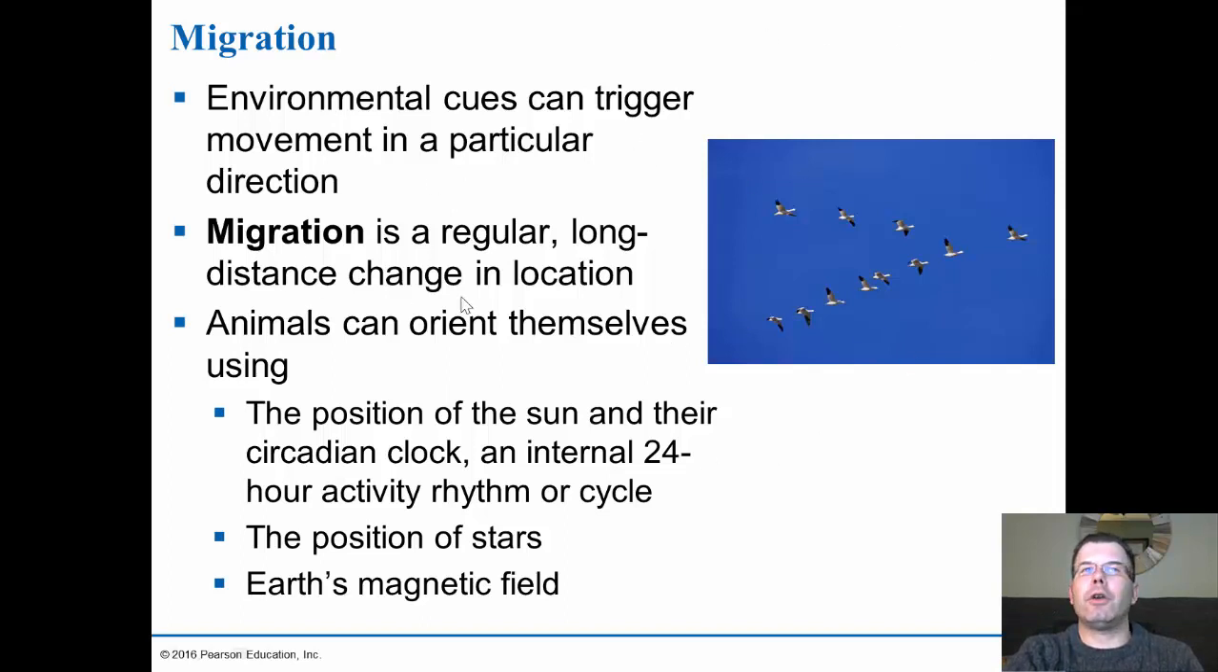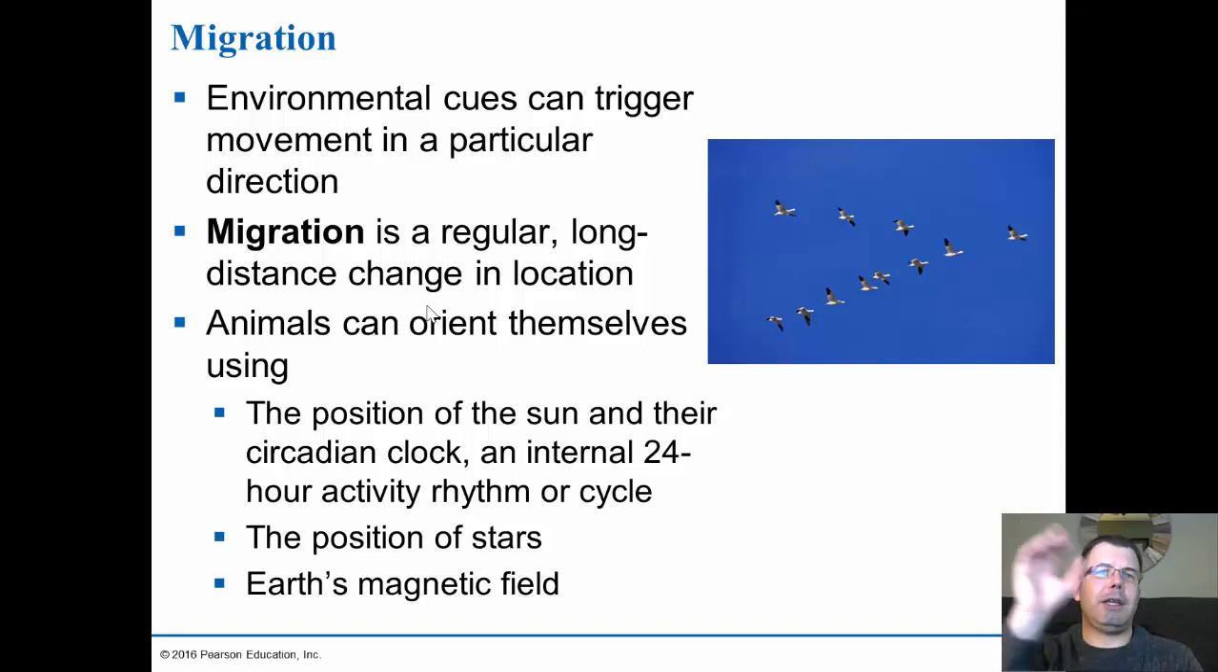And again, other organisms do this as well. Other animals do this, including insects. We see butterflies that migrate over long distances. We see other organisms that will migrate from one distance to another, and they seem to know where to go.